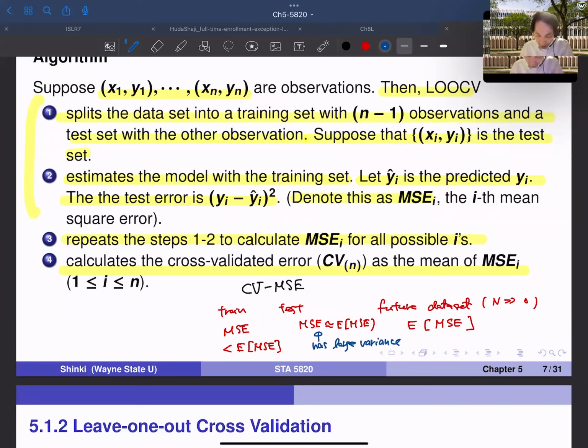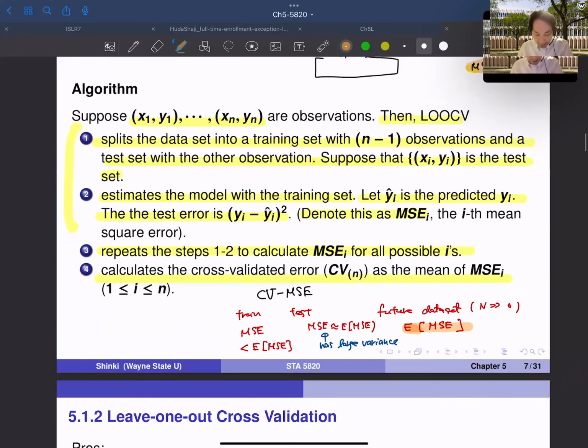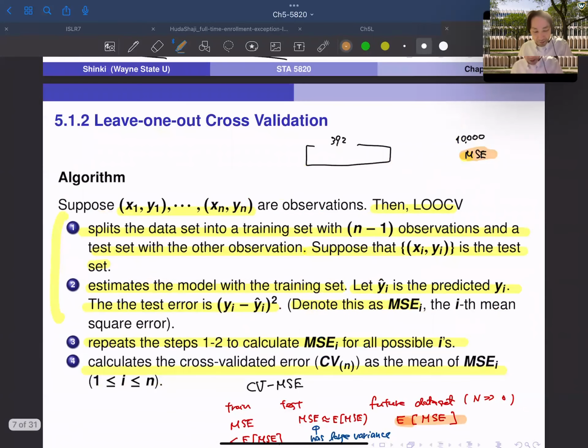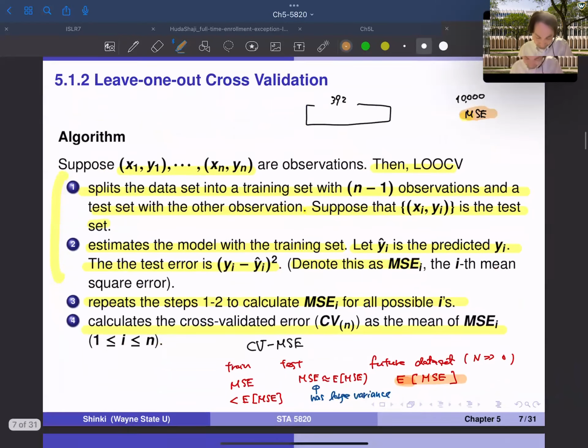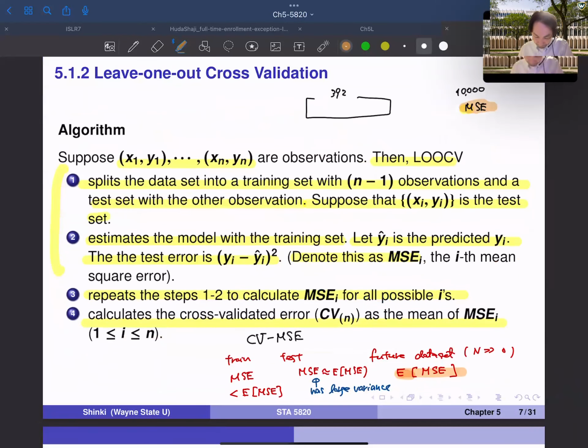So we want to estimate this expected value of the MSE in a better way. The answer is the leave one out cross-validation. Any other questions? Okay.